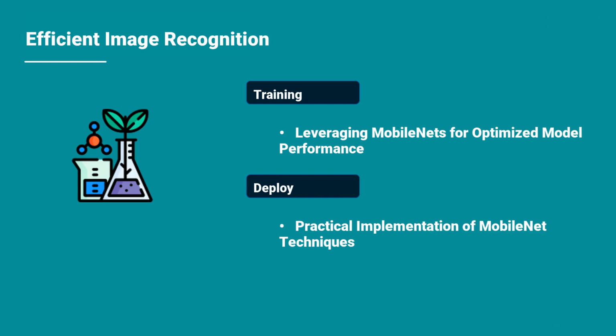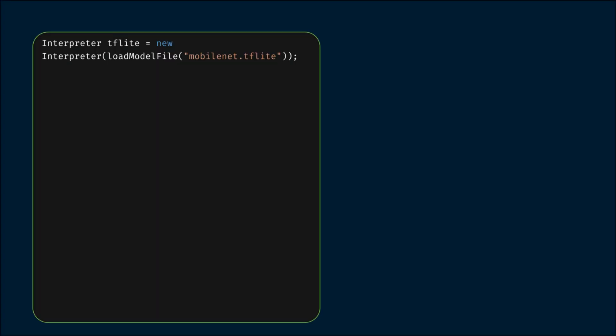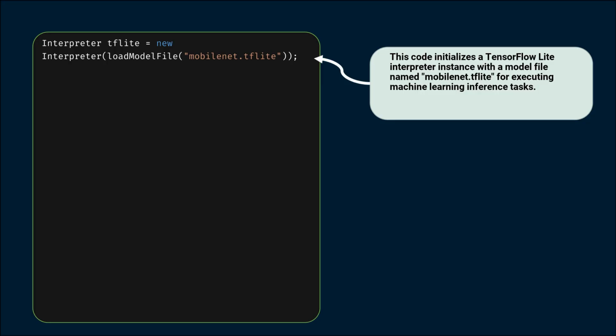to illustrate their implementation. Now let's see how we can implement the initialization of our Mobilenet model in our Android application. The line of code we're looking at is key to setting up the TensorFlow Lite interpreter, which will allow us to run inference on our image data. In this snippet, we create an instance of the interpreter class, which provides a way to interact with our model. We pass the model file, in this case, Mobilenet tflite, to the load model file method.